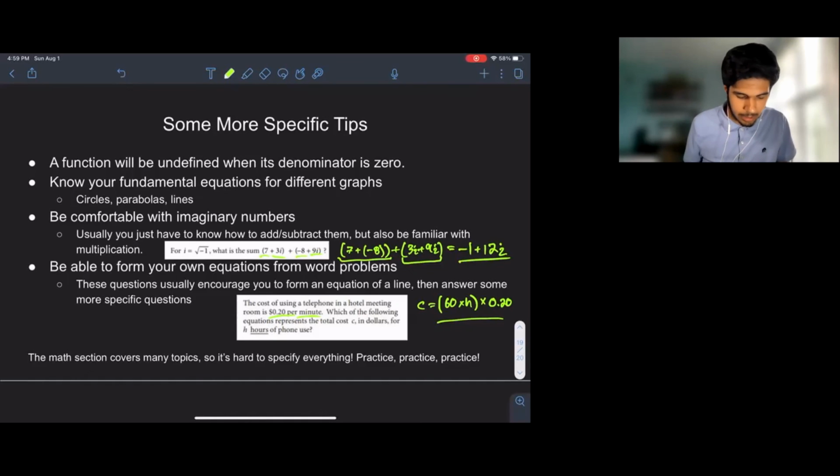And lastly, the math section covers a lot of topics, and it's very hard to specify everything that will be on it and guarantee stuff that will be on it. So for the math section, again, it comes down to a lot of practice. You'll be able to see what kind of problems show up a lot, and from that, figure out what your strengths and weaknesses are, and then focus on your weaknesses.